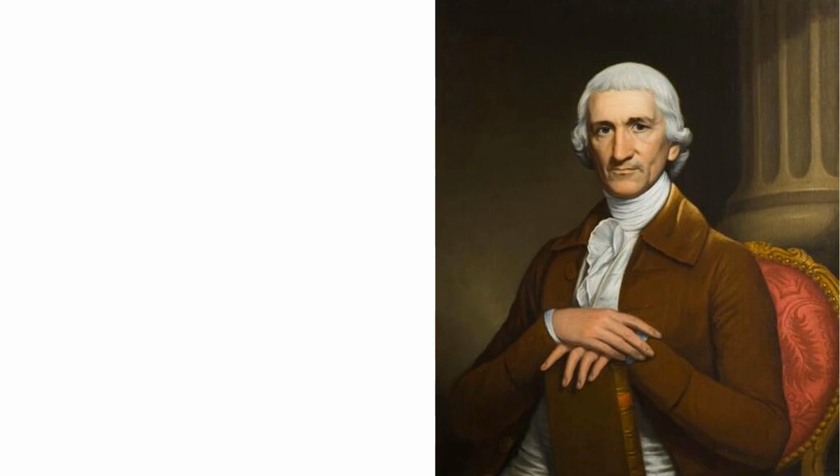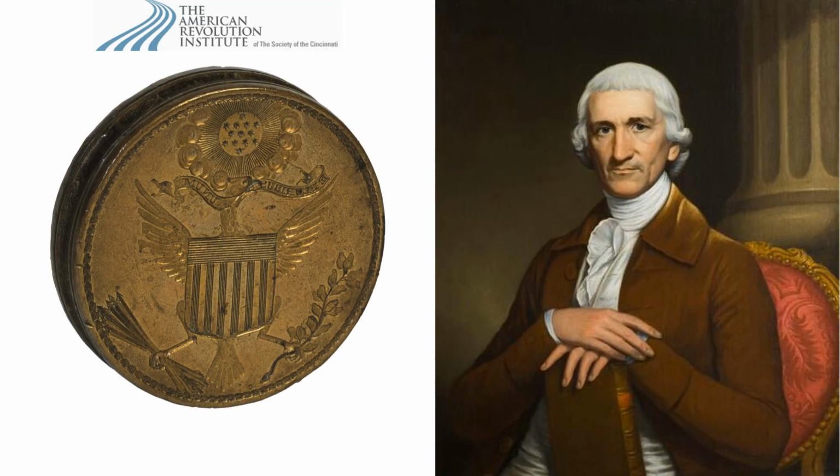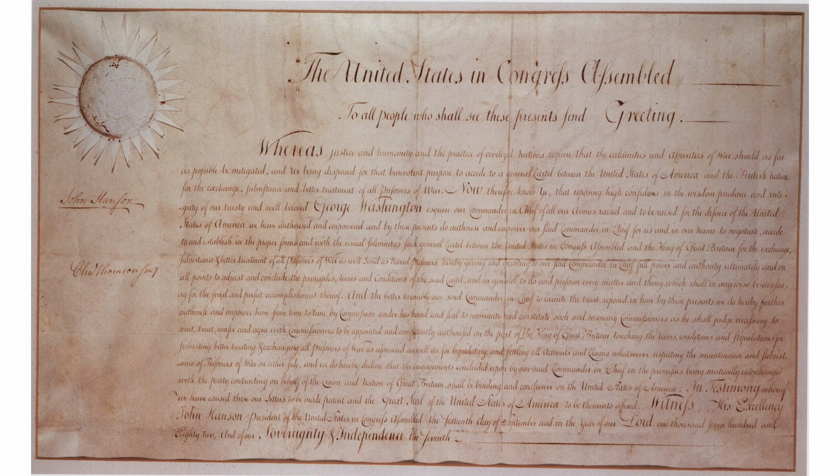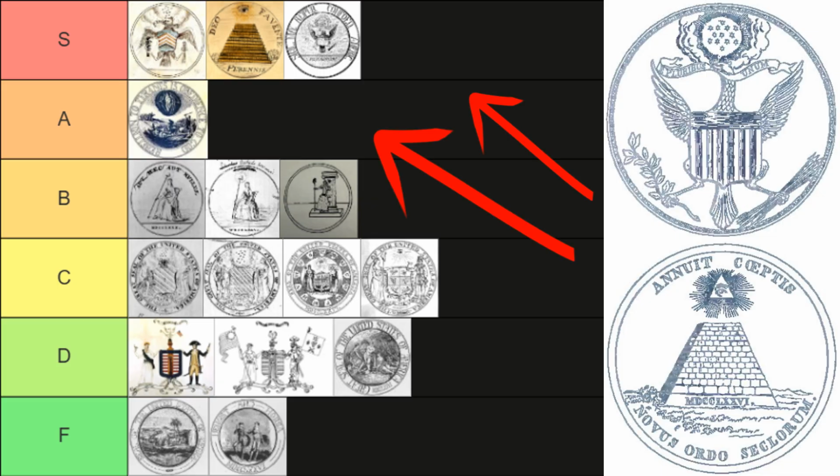Thompson would carry out his duties of making a die for the obverse of the Great Seal, and it would first be used on September 16th of that same year. I will happily go ahead and put these in S tier.